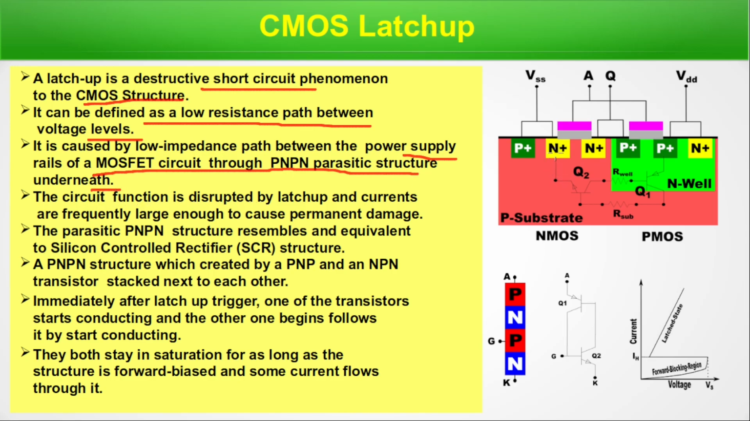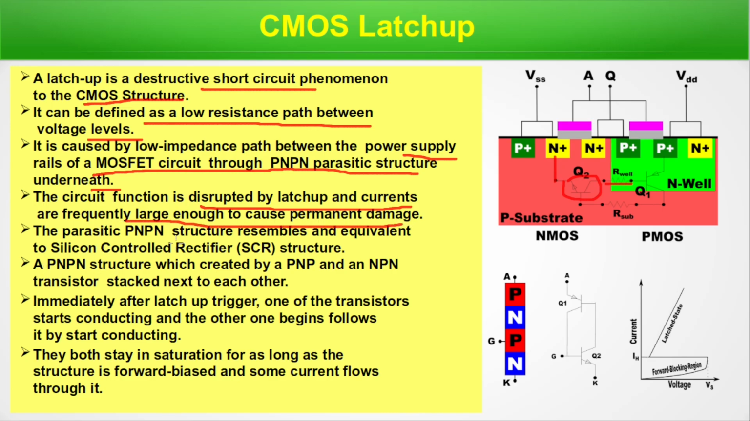The structure is here an N plus zone, then this P substrate, then here N well, that is NPN, and in this way also P plus zone, N well, and here it's P. So PNPN structure is getting formed here. Two back-to-back transistors are forming a PNPN structure, NPN and PNP. The circuit function is disrupted by latchup and currents are frequently large enough to cause permanent damage.